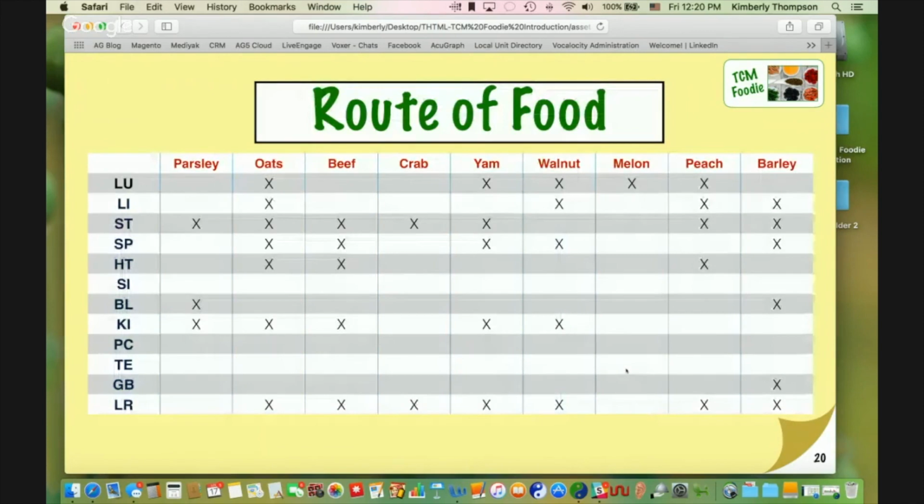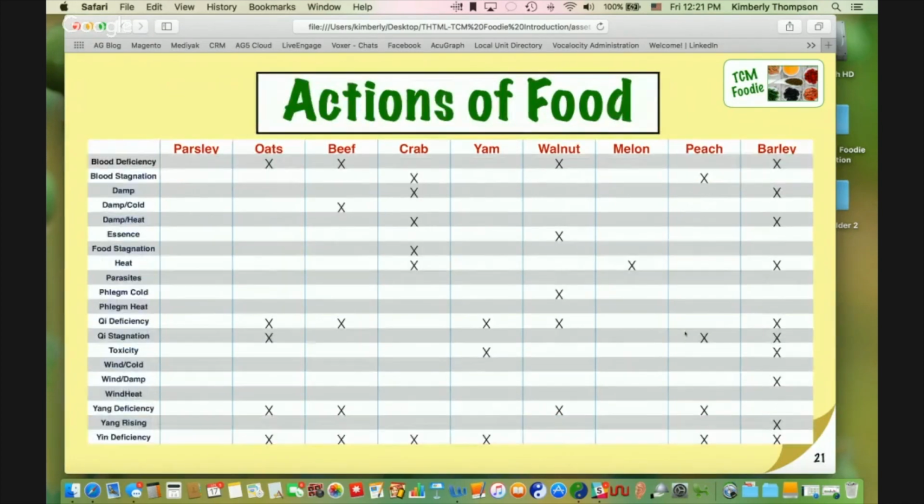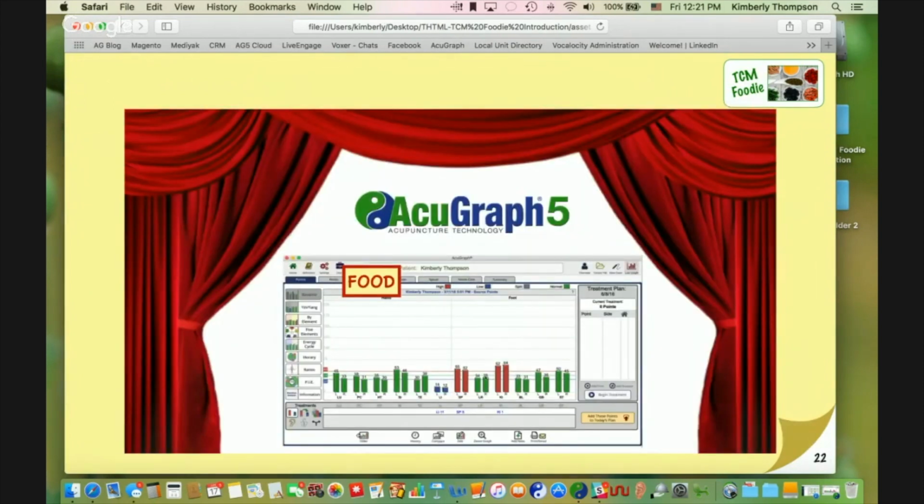We took into consideration the route of the food. We wanted to know which channels these foods affected. And obviously I've given you just some basic examples here, but we wanted to know if a food was very specific for the liver channel, or if it was extra good for the lung or the kidney. We wanted to know what that food did. So after we knew its temperature and which channel it affected, we wanted to know which foods were good for blood deficiency, which were good for food stagnation, what was good for yin deficiency. And so you can see the conglomeration as we're putting all of this information together. And once it was all done, then we were able to present you with AcuGraph 5 for the food, to being able to diagnose food as medicine.